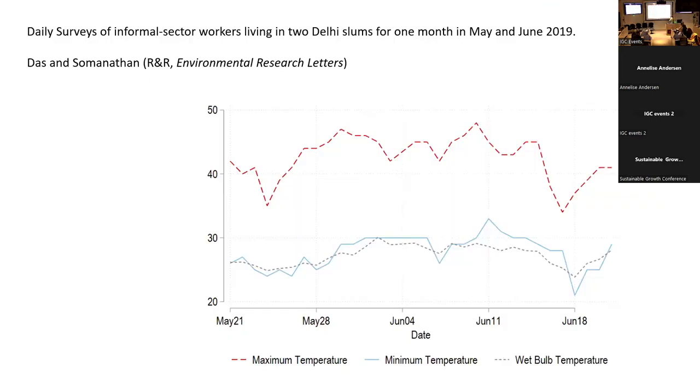So this is another study, not yet published, in which my co-author Saulamini Das and I did daily surveys of informal sector workers living in 2 Delhi slums for 1 month in the summer a few years ago. I'm just showing you the graph here, which gives you a sense of what the temperature variation was during the period of the study. The upper one is maximum temperature, and down below the blue line is minimum temperature, and the dotted line is wet bulb temperature, which is a measure that incorporates humidity in a nonlinear way, so as to pick up effects of heat on people.